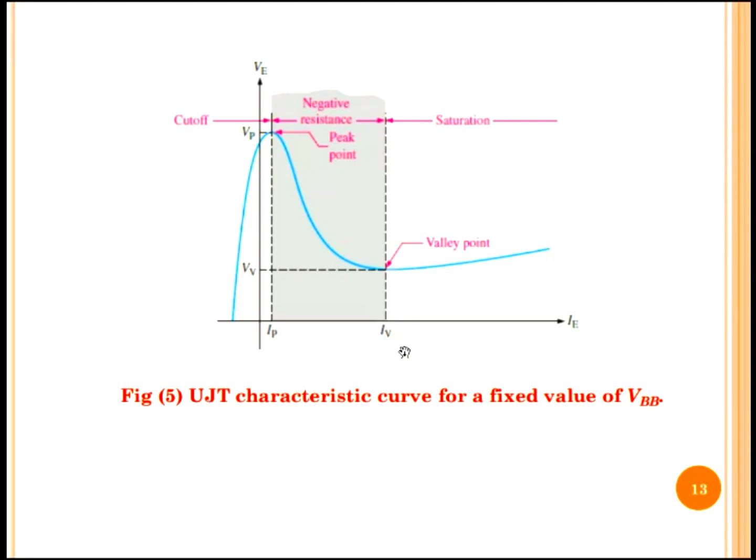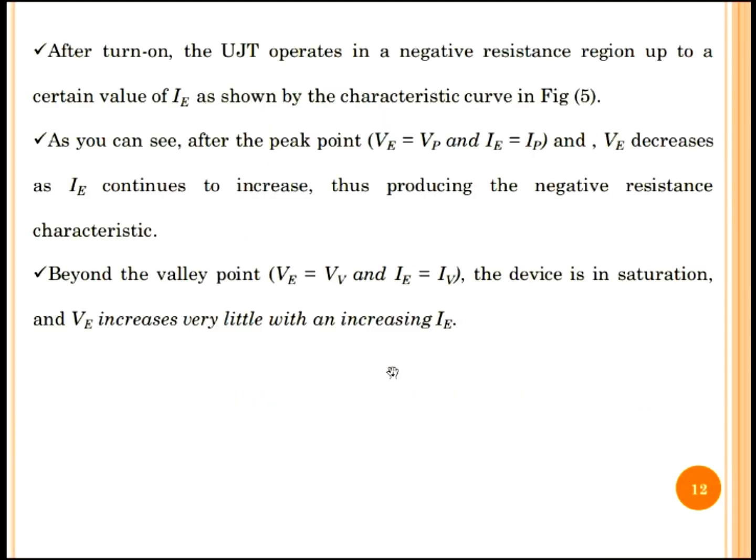So after the valley current, even if you increase the voltage, there is no increase in the current. It is a saturated region, but not completely saturated, not a constant current. There is a very small increment in the current or the voltage. So this is the basic characteristics of the UJT.